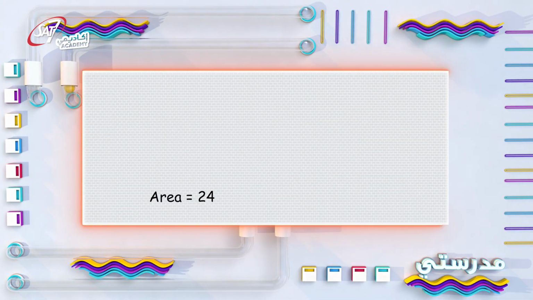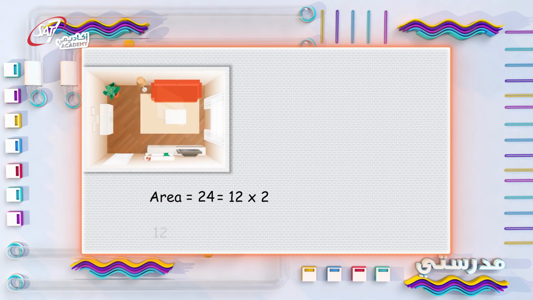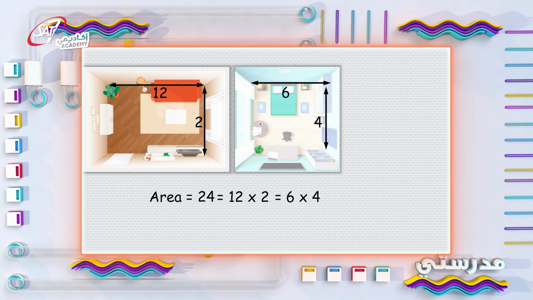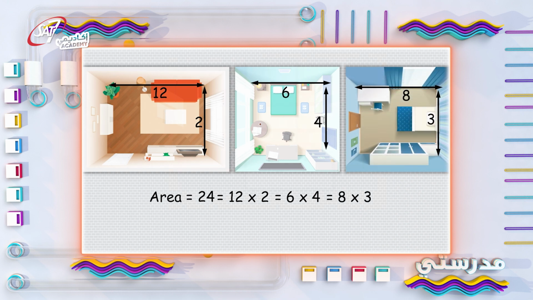We can multiply 12 by 2. That would be a possible answer. Length of 12 meters and width of 2 meters. Another possible answer is 6 meters by 4. 6 times 4 is also 24. 8 times 3 equals 24, too. A length of 8 meters and width of 3 meters.